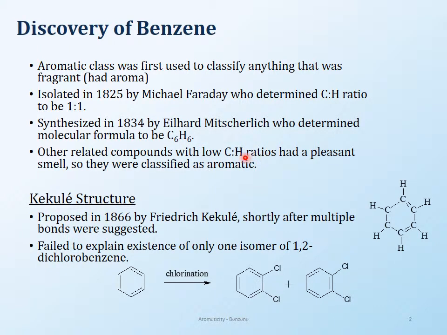And so anything that had that kind of a low ratio of carbon to hydrogen was classified as aromatic without really understanding what it means and what really the structure was. Eventually in 1866, Kekule is credited for proposing the structure for benzene, and we will talk in class a little bit more about the history of how it was discovered. But in any case, Kekule is known for proposing this first structure of benzene.